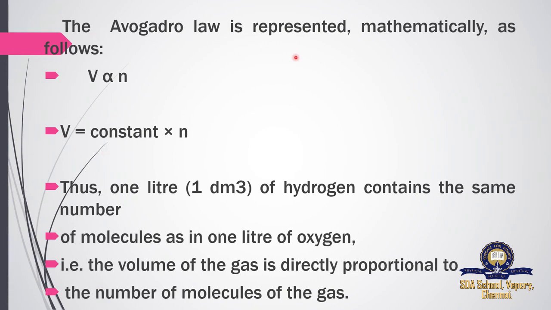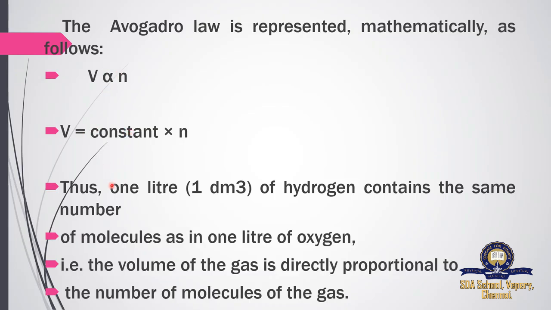Representing Avogadro's law mathematically: here V, volume, is directly proportional to the number of moles of gas. To remove this proportion, we need to take one constant. So we can put equal and then constant and n. Constant means it may be any number, any alphabet from A to Z you can take.